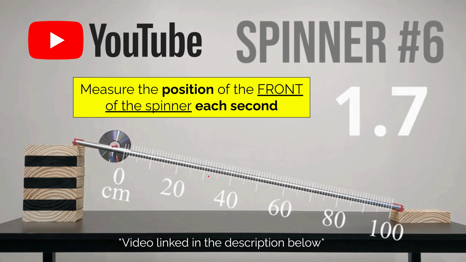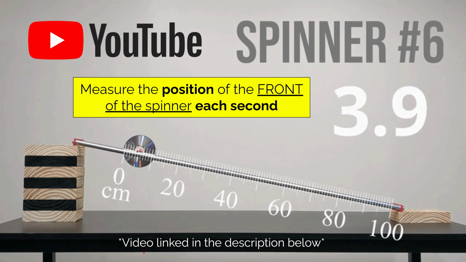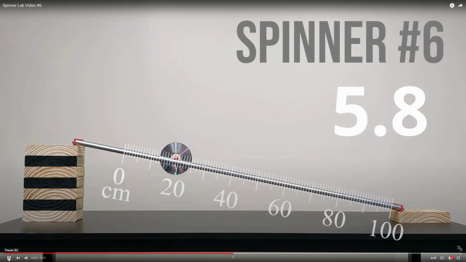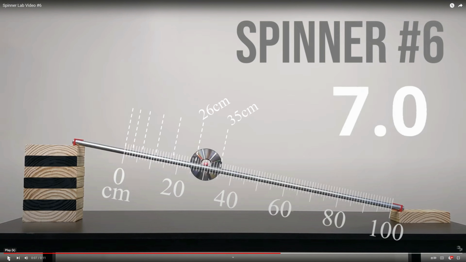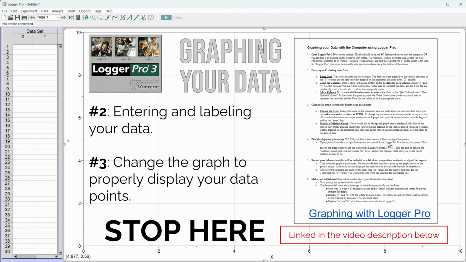You're going to collect data using a video linked in the description below, this one right here, and you can pause the video at specific times to figure out where the front of the spinner actually is. And you do this for each and every second as shown by the timer on the screen here. Once you collect your data, you're going to use a software called Logger Pro to enter your data. Now, you could graph this by hand or enter this in any other graphing software. We're going to use Logger Pro because it's going to make our analysis much easier when we're trying to figure out how fast the spinner is going each and every second.